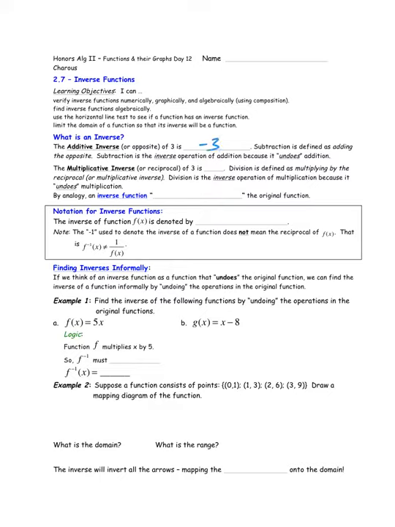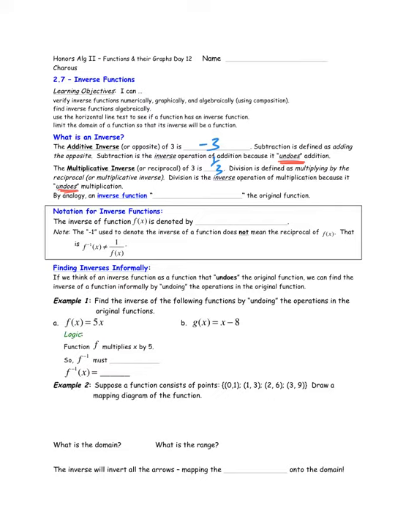Subtraction is defined as adding the opposite. Therefore, subtraction is the inverse operation of addition because it undoes addition. The multiplicative inverse, or reciprocal, of 3 is 1/3. Division is defined as multiplying by the reciprocal, or the multiplicative inverse. Division is the inverse operation of multiplication because it undoes multiplication.